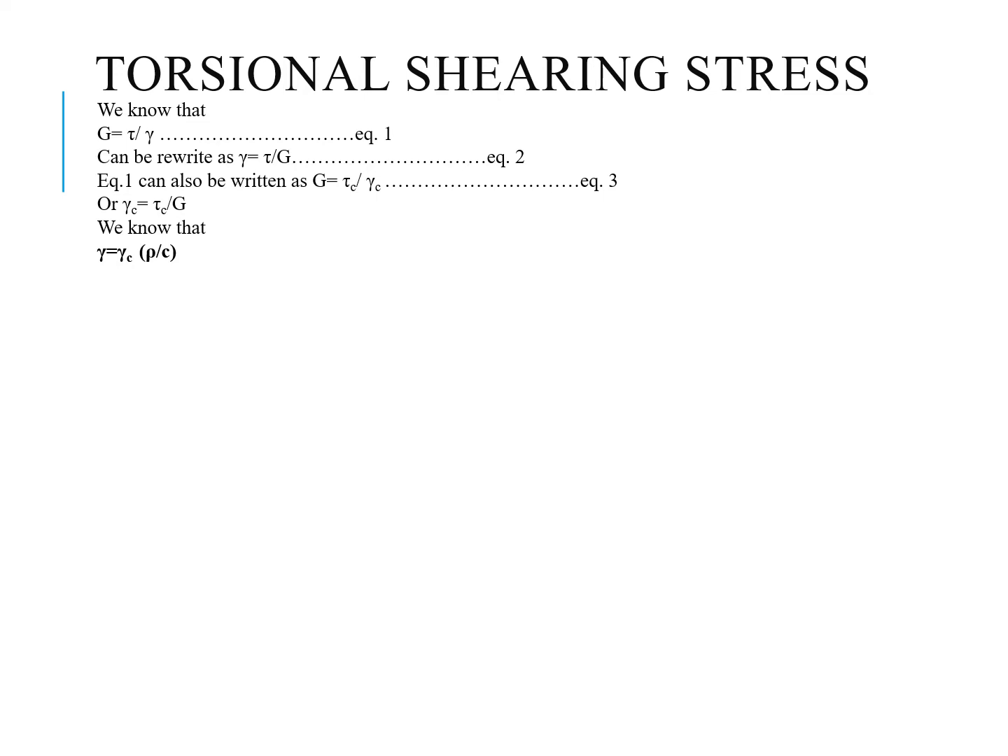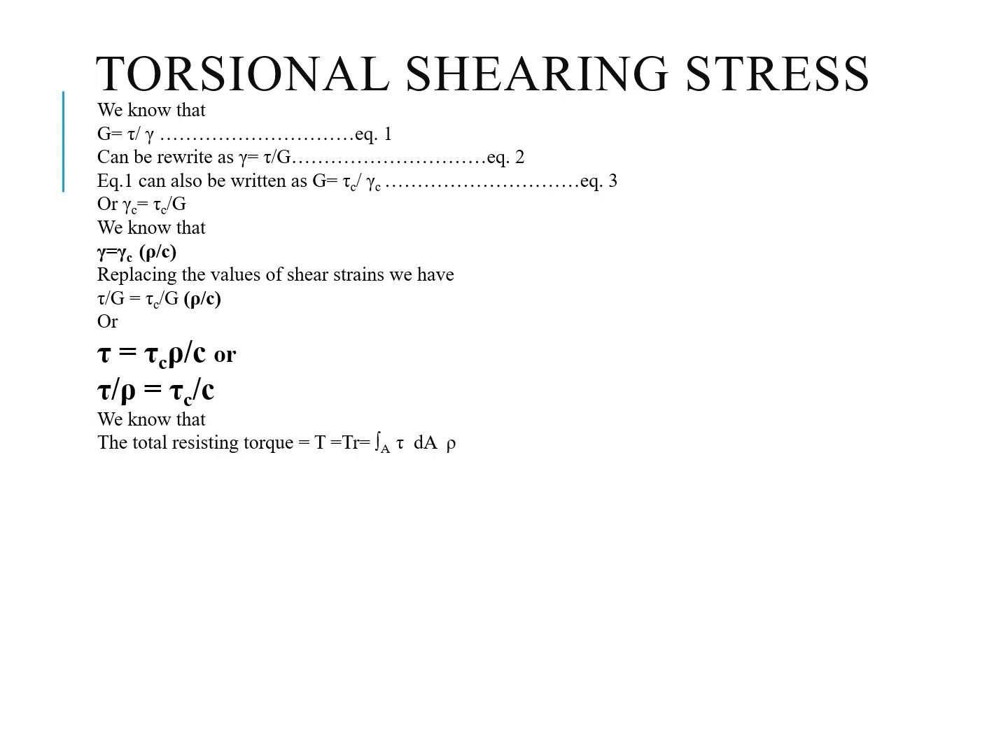So from here we can say that gamma_c is equal to tau_c over G. We have already proved that gamma is equal to gamma_c into rho over c. Replacing the values of gamma and gamma_c, we have the equation tau over G is equal to tau_c over G into rho over c. Or we can rewrite this equation, and the final equation we will have is tau over rho is equal to tau_c over c. Now this relationship represents the relationship between the maximum shearing stress and the shearing stress at any point at distance rho from the center.